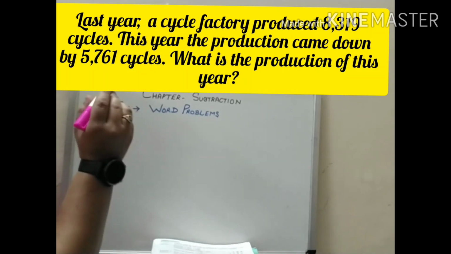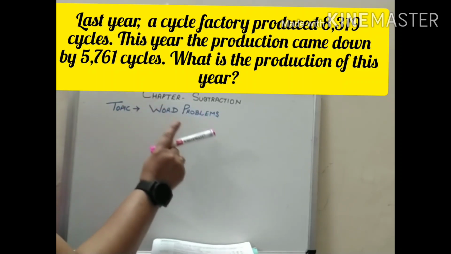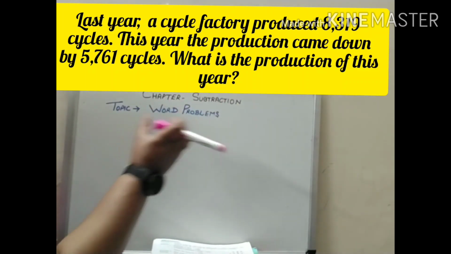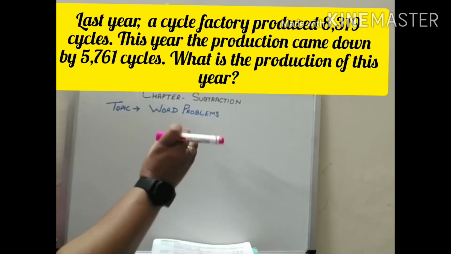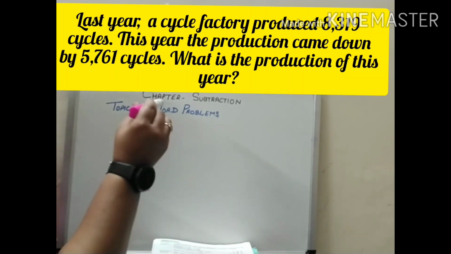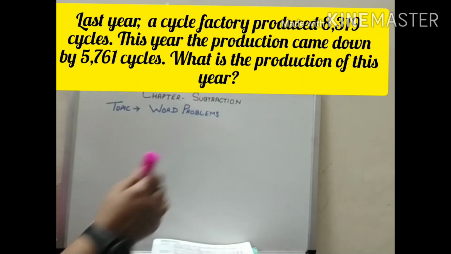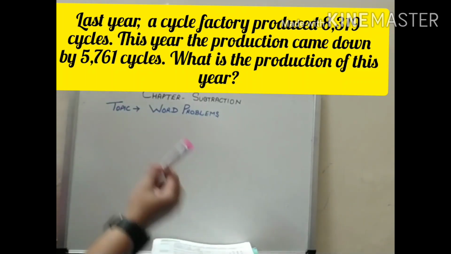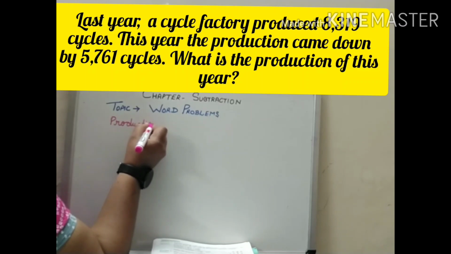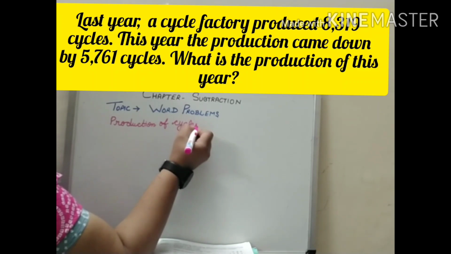Writing the statement, find the last line of the statement, that is, what is the production of this year? So we will not write the word what. The question form we will not write in the statement. But what they are asking is the production. So we can start our statement from that same word. That means we can write production of cycles last year.